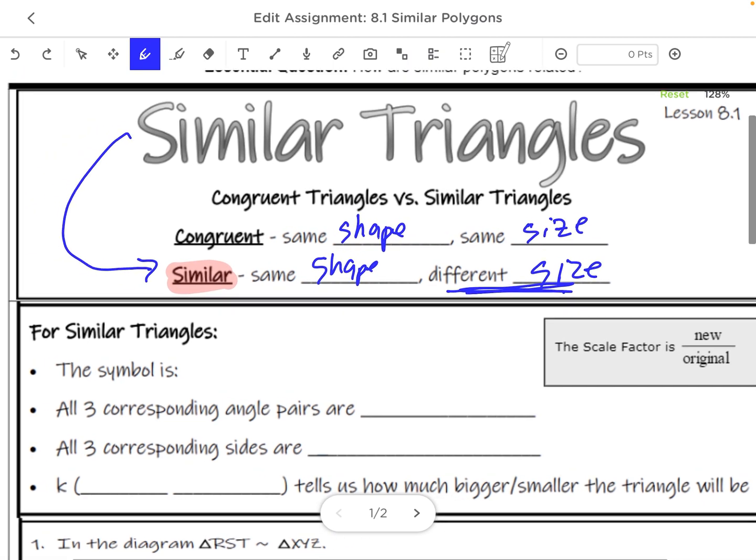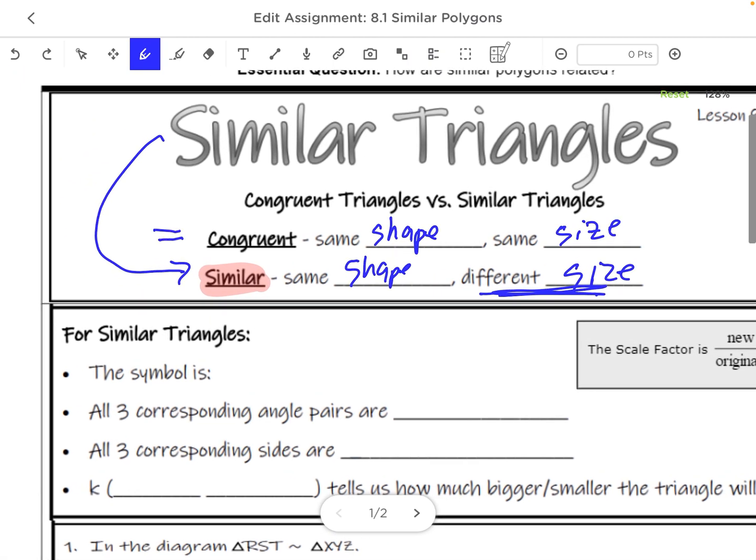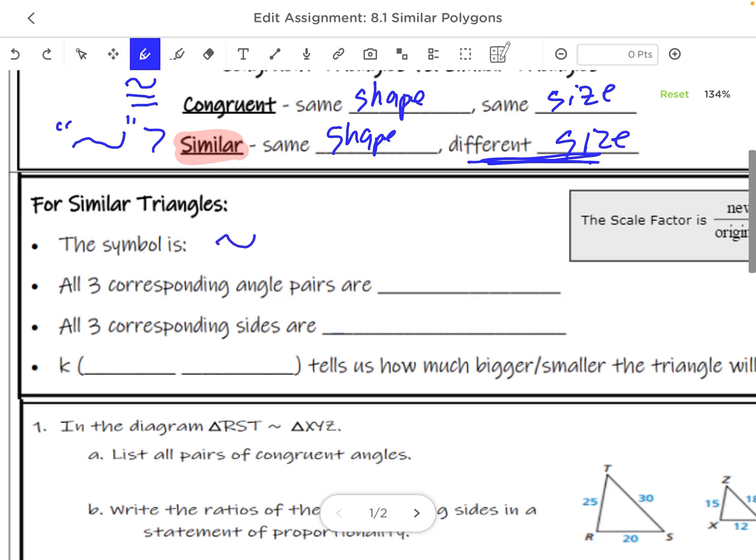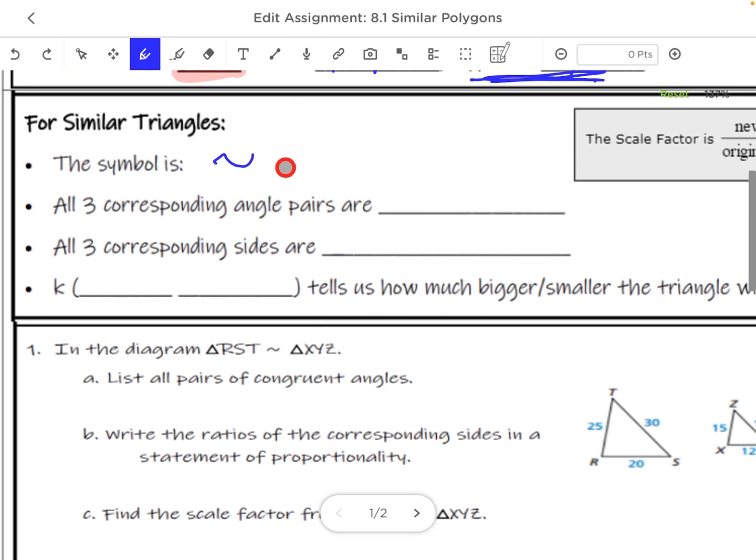Also, the symbols. Congruent, remember, is going to be like the equal sign, except it has that squiggle above it. Similar uses that symbol right there. So that's our symbol. For similar triangles, all three corresponding angle pairs are going to be congruent. So all the angles are going to be congruent. And all the corresponding sides are not going to be congruent, which would be the same size. They're going to be proportional.